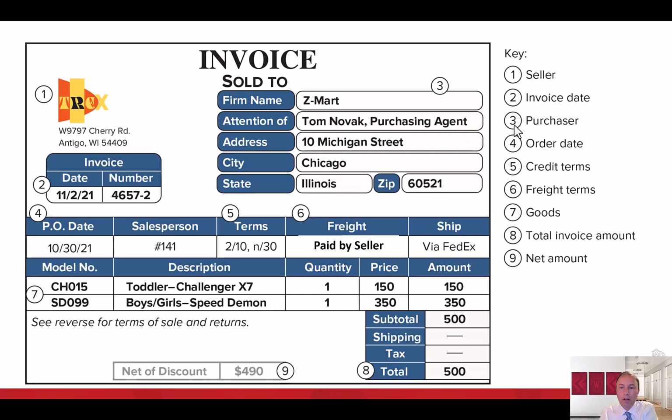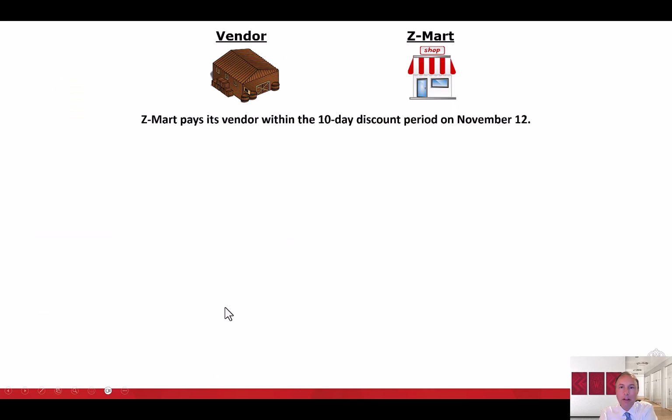Now remember, we owe $500, but if we pay within the discount period, we get 2% off the price. So it looks like we get $10 knocked off the price of the toddler Challenger X7 and the Speed Demon. All right, so we pay them within the discount period.